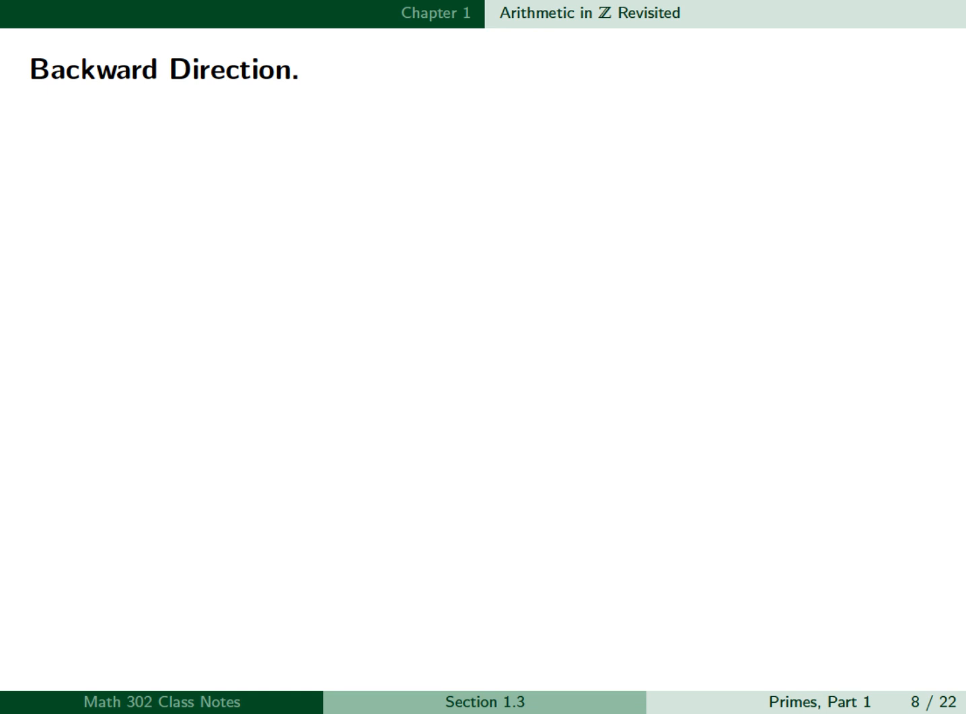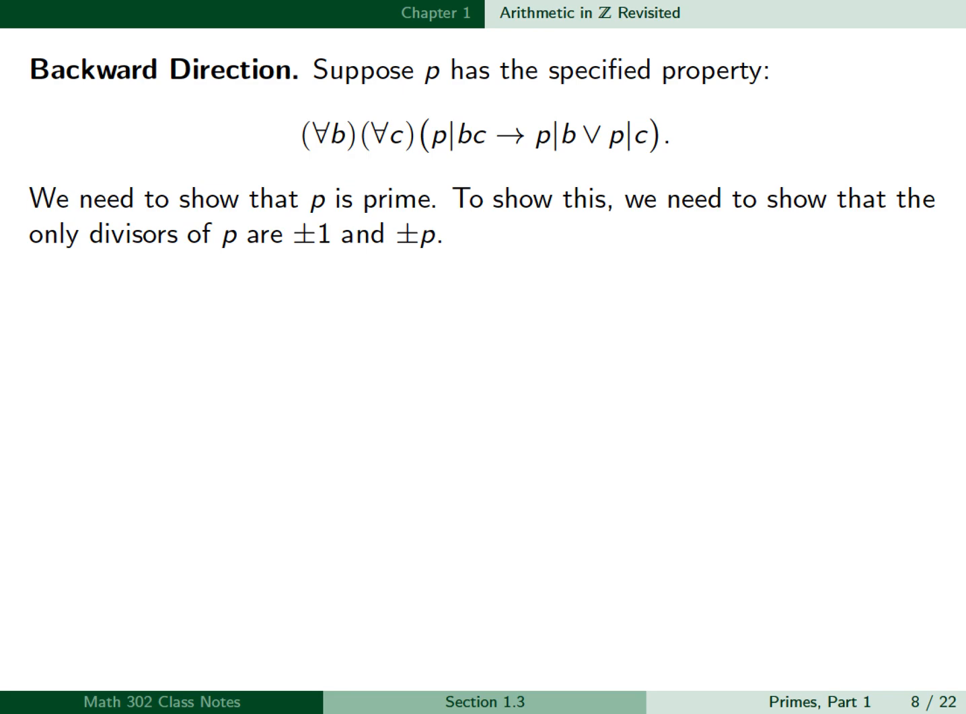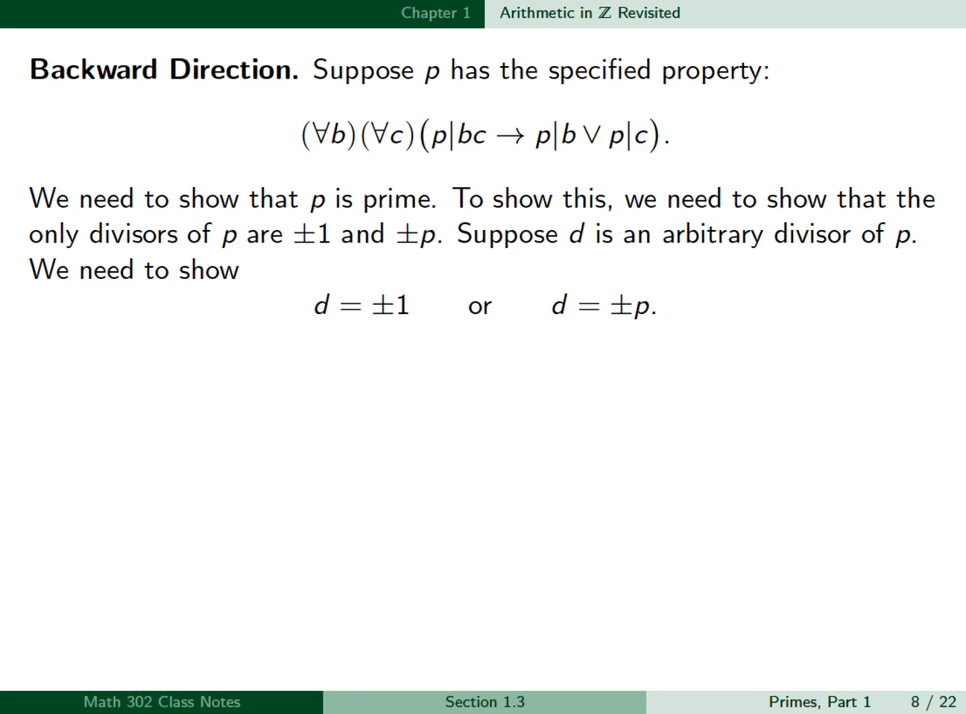For the backward direction, we'll suppose that P has the specified property that for all B, for all C, P divides BC implies P divides B or P divides C. We then need to show that P is prime. To show this, we need to show that the only divisors of P are plus or minus 1 and plus or minus P. So let's suppose that D is an arbitrary divisor of P. We need to show that D is either plus or minus 1 or D is plus or minus P.